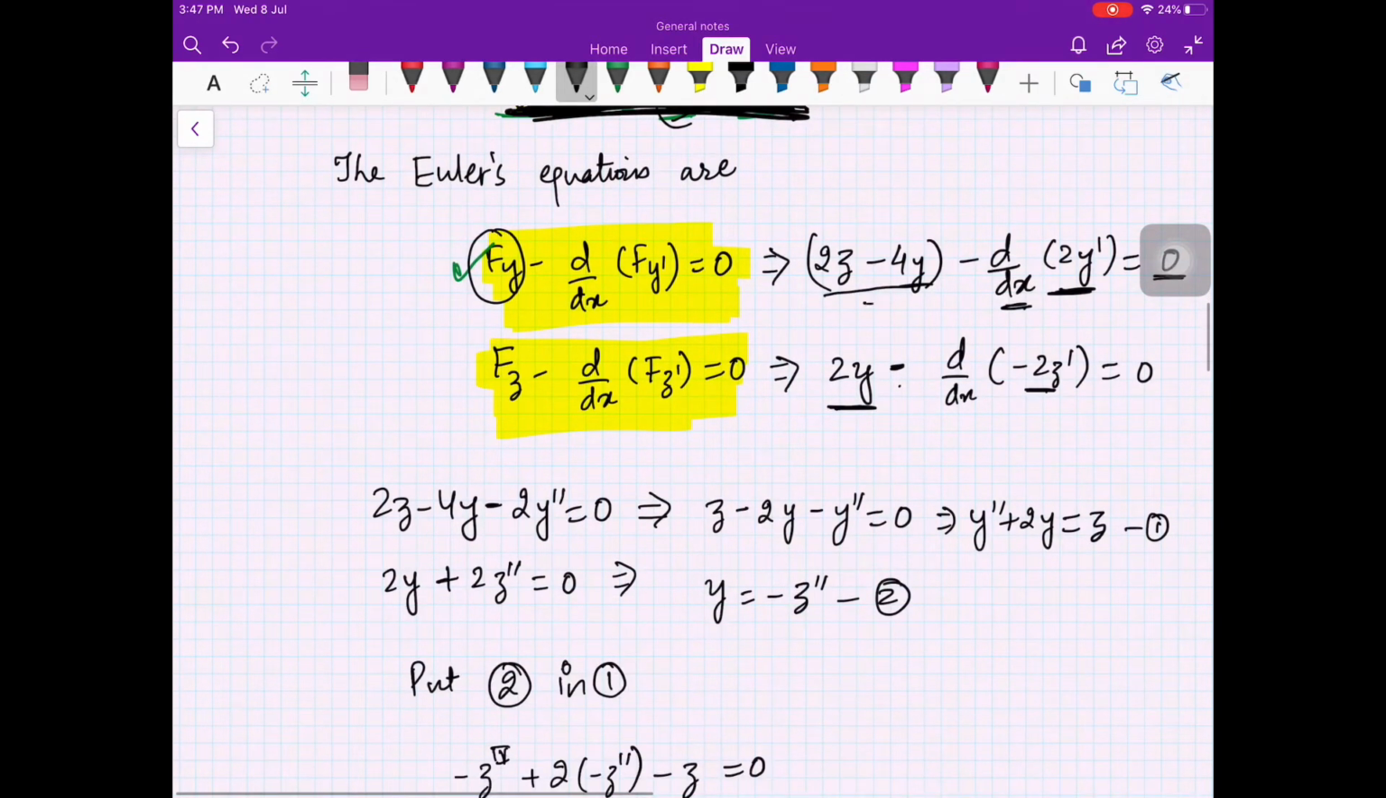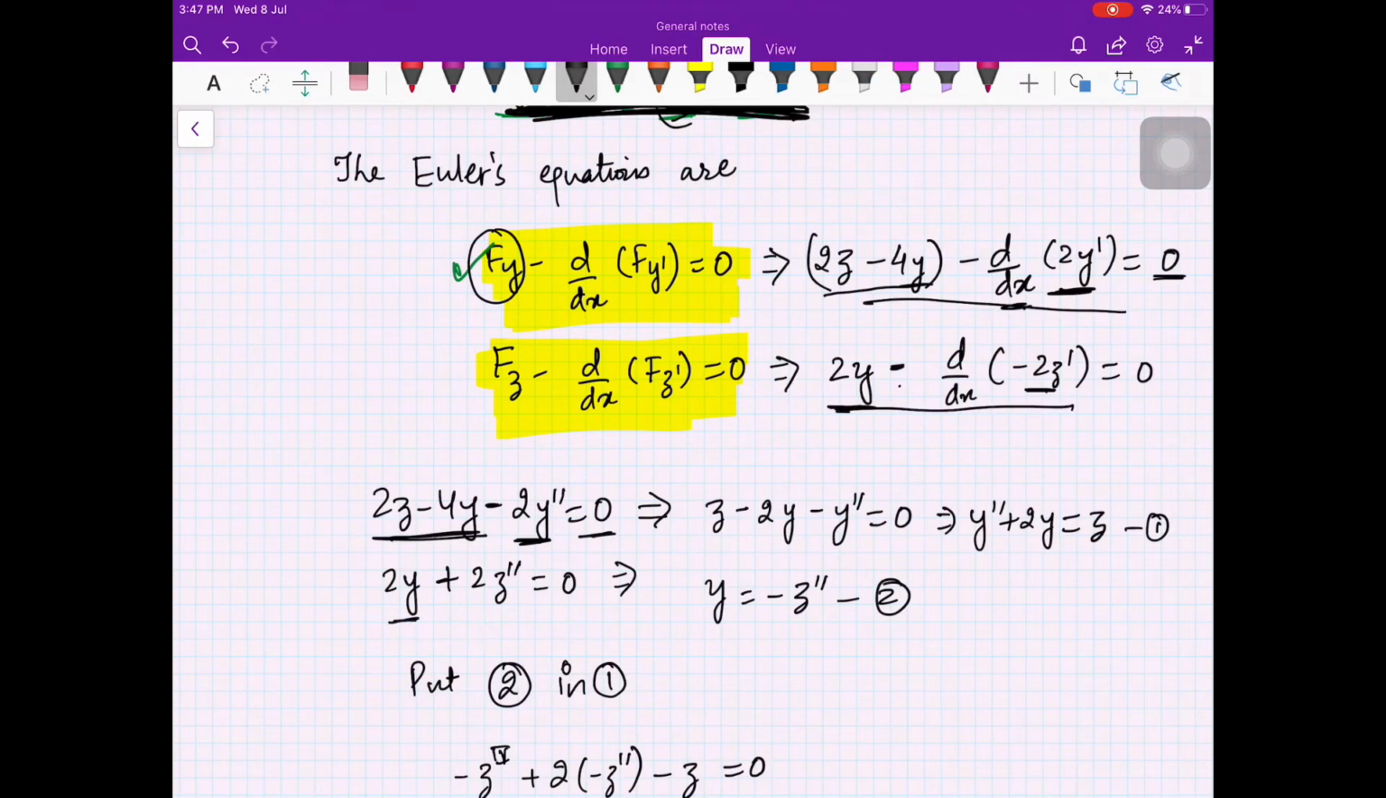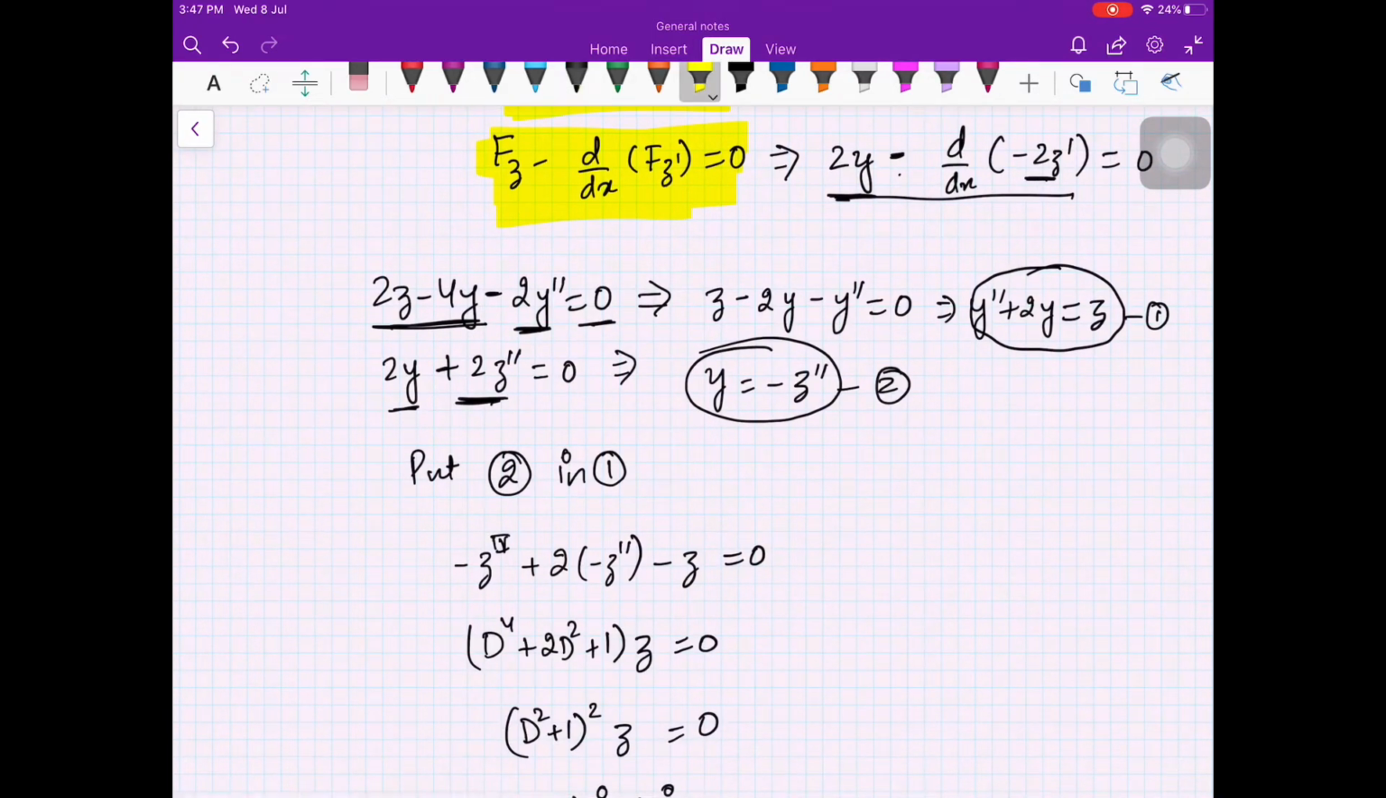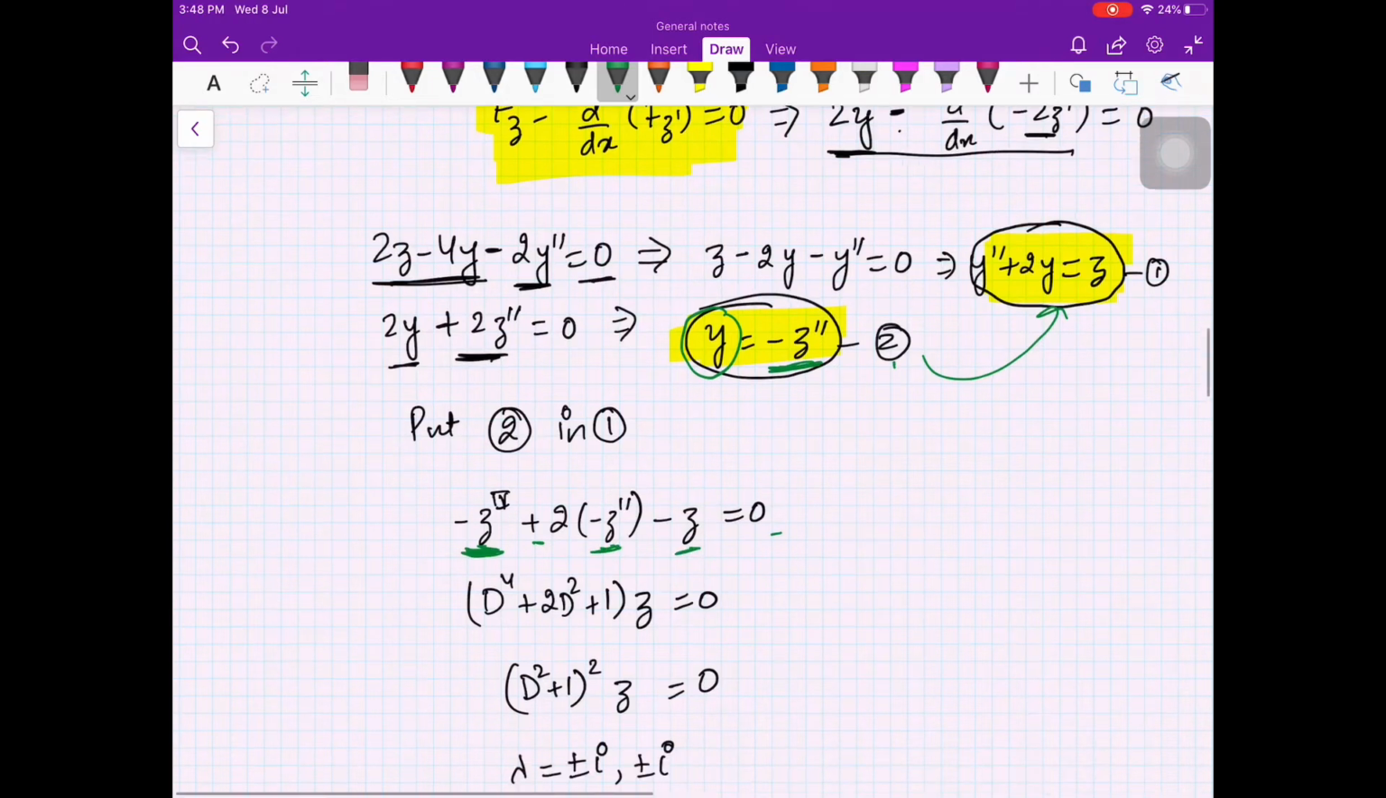So the first equation gives you 2z minus 4y minus 2y double dash equal to 0, and the second equation gives you 2y plus 2z double dash equal to 0. So you get y is equal to minus z double dash, and y double dash plus 2y is equal to z. So you have these simultaneous equations, and both y and z are involved, so you have to solve them. This is not hard: you can just put the value y equal to minus z double dash from the second into the first, so you get minus z fourth derivative plus 2 into minus z double dash minus z equal to 0.